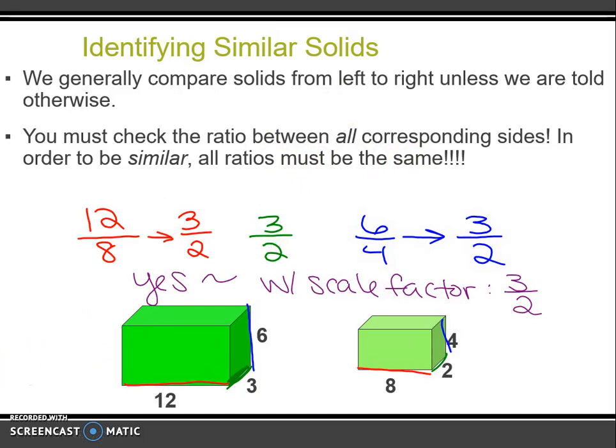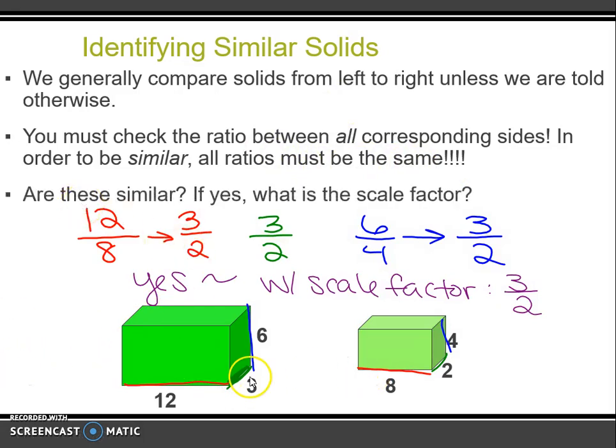So here you have two shapes. Are they similar? If yes, what is the scale factor? So you're going to do 12 over 8. So go left to right. And then 3 over 2. So that is 12 times 2 is 24, and 8 times 3 is 24. They have the same ratio when you cross multiply. So that one works. And then you look at 6 over 4.